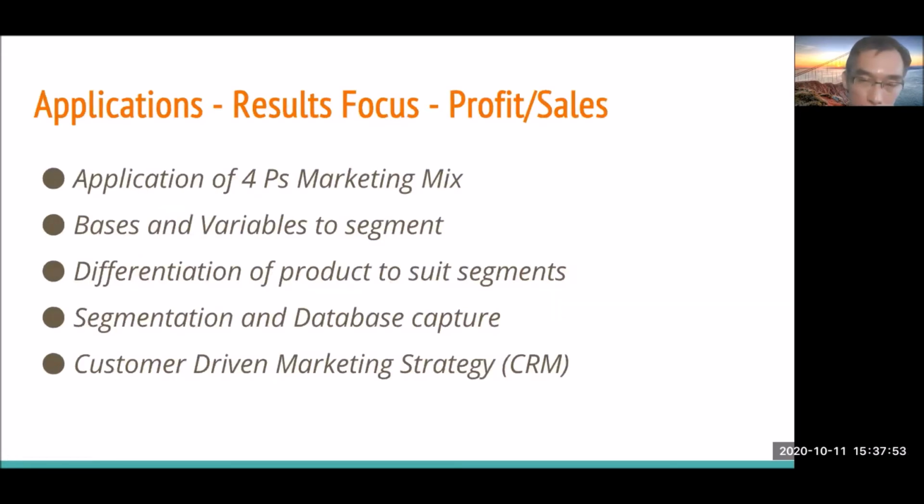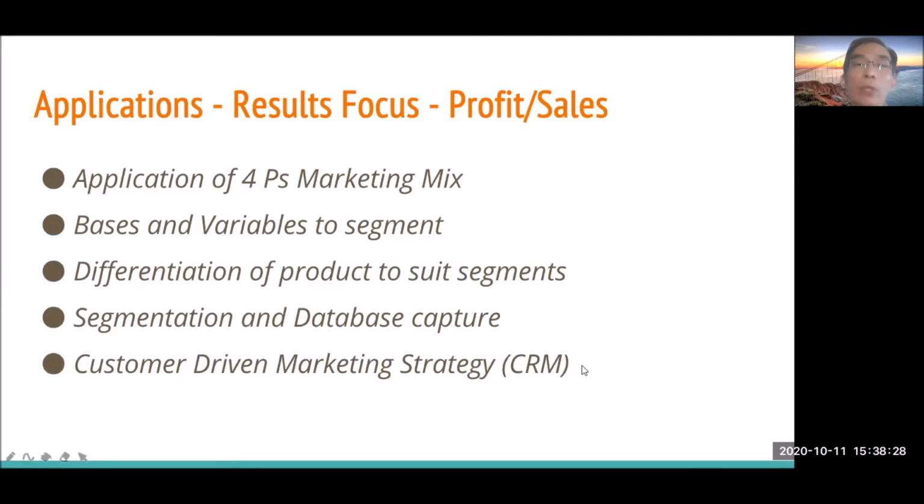So application in your answer writing, your application part, you need to really think and answer the question based on the application for the marketing mix. And then the segmentation, as I said just now, differentiation of your product range, like you are looking at, let's say, real estate, then the developer. So developer has different products. So how are they going to differentiate their products so that they can sell to different segments on the market? So segmentation, database capture, and then customer-driven marketing strategy.